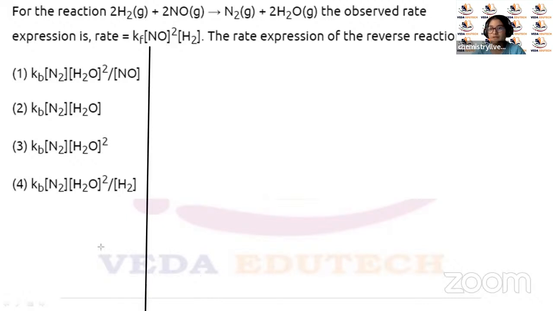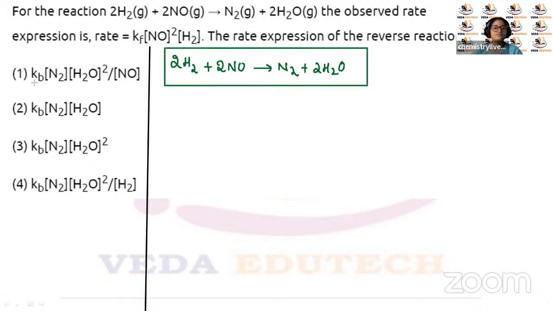So let us see, children, what we are talking about in this question. A reaction is given to us here. So we'll just write down the reaction whenever a reaction is given. This is 2H2 plus 2NO give rise to N2 plus 2H2O. This is a reaction that has been given to us.